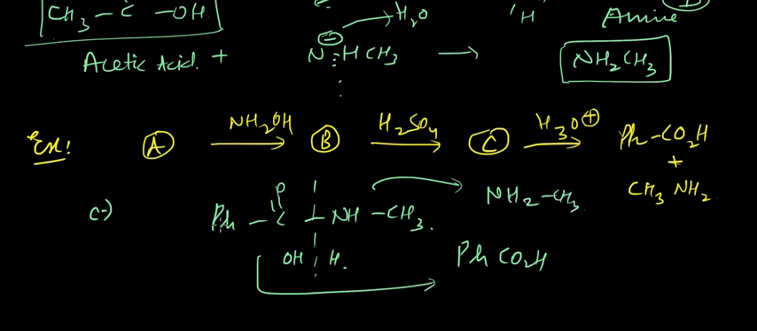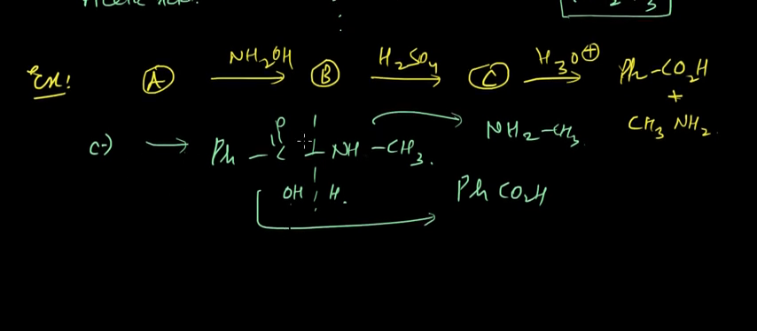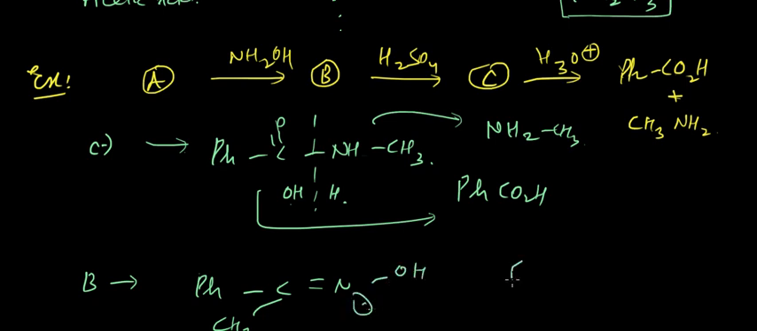Okay, so C would be this, and what would be the product B, which on having Beckmann rearrangement in acidic medium would give this amide. So it would be nothing but we'll be having something like this product. This would be the ketoxime. Okay, so this would be the product B.